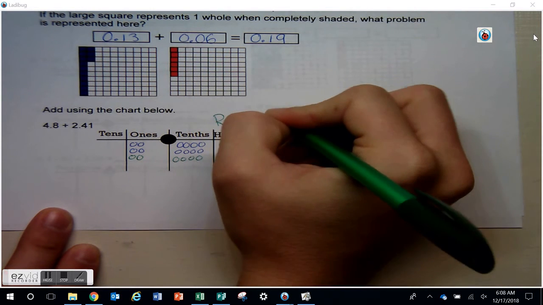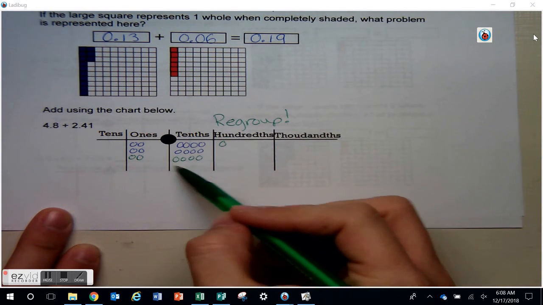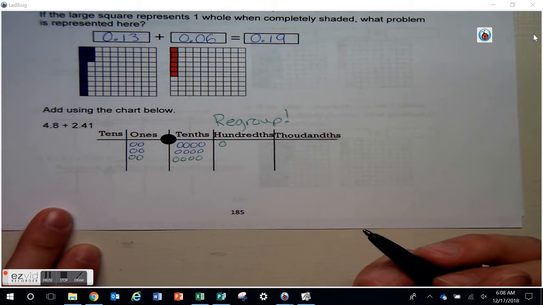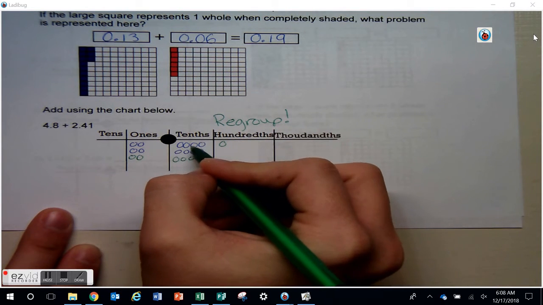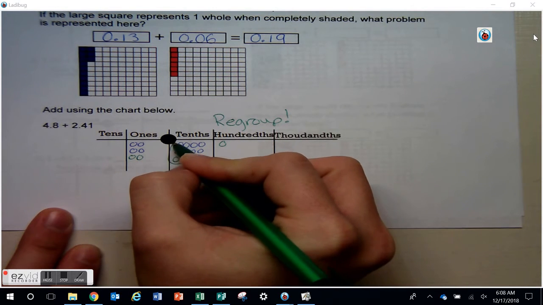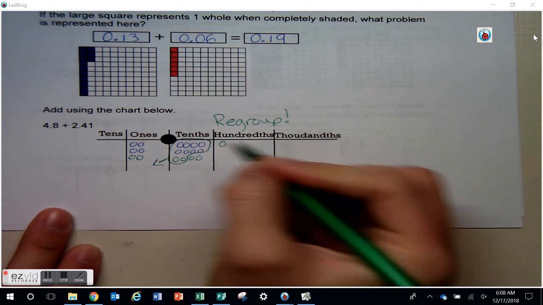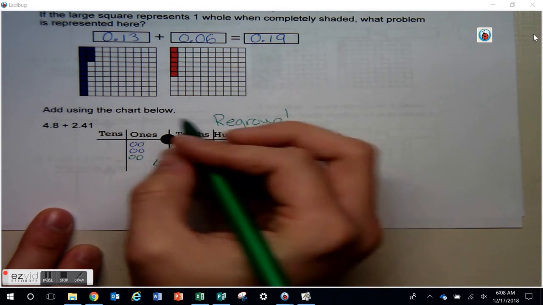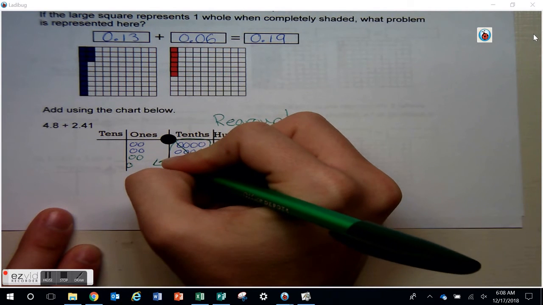regroup. Why would we need to regroup? I can't have 10 or more in one place value. So I'm going to go ahead and find 10. 1, 2, 3, 4, 5, 6, 7, 8, 9, 10. And I'm going to regroup that. 10 tenths is equal to 1 whole.